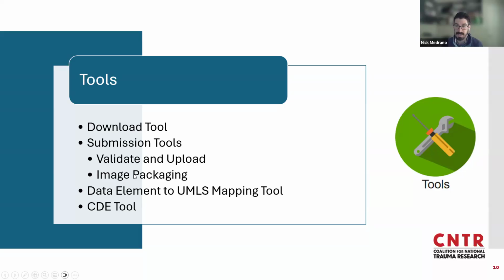Image packaging, we can submit images as well. Data element to UMLS mapping tool. So if you have a data element, we can map it to UMLS codes, which is very useful. And then kind of vice versa. We can take FHIR protocols and try to convert those into CDEs, looking at what CDEs exist already and trying to map those.